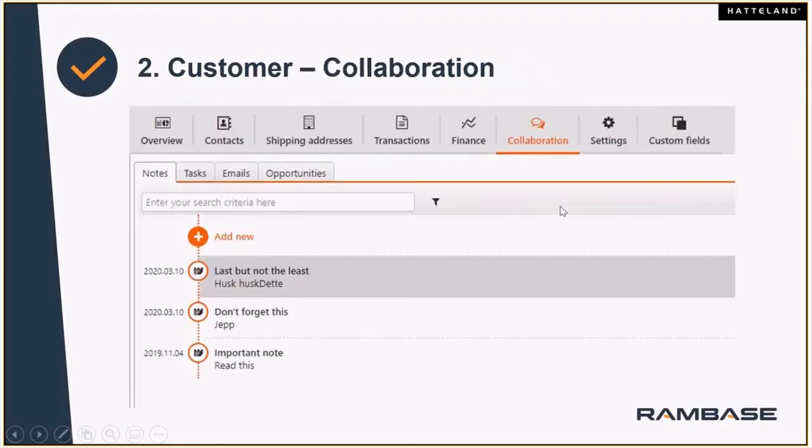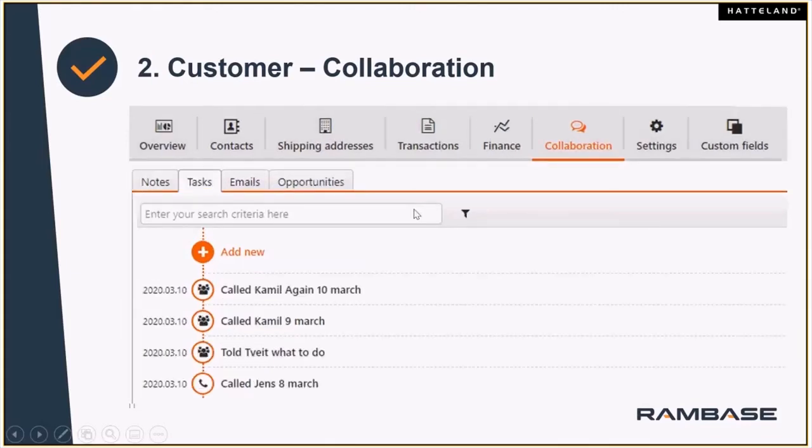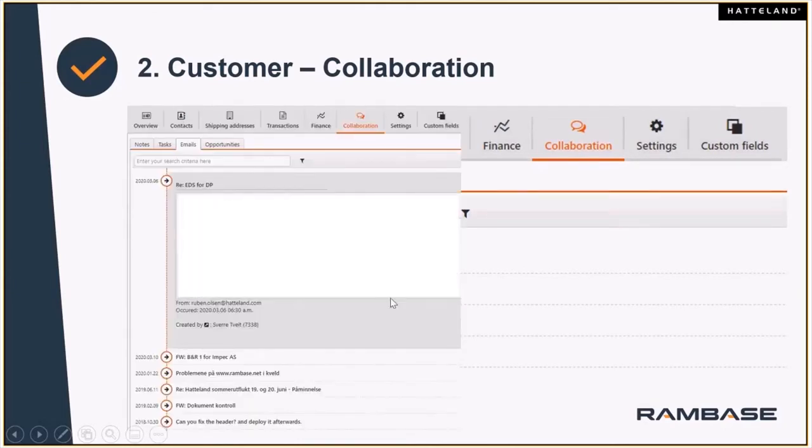And then we have the collaboration. Earlier you had emails here. You could see emails that were imported from the plugin in RamBase, so you can see in outbound emails that were imported. Now you can also see all notes that are linked to a customer. You can see all tasks that are linked to a customer. And you can see the emails that are imported.